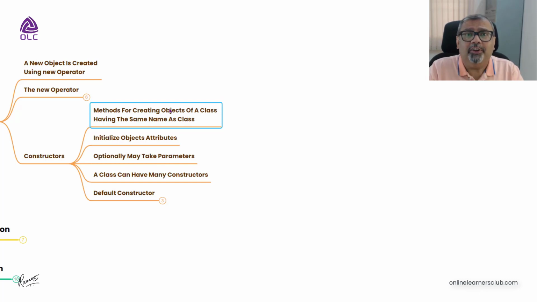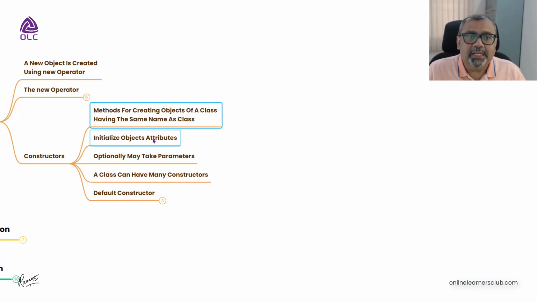So what is the difference between other methods and the constructor? A constructor will have the same name as the class. Say, for example, if you have a class called Student, there will be a constructor by the name Student. A class can also have multiple constructors. We'll see all those details in the later courses.